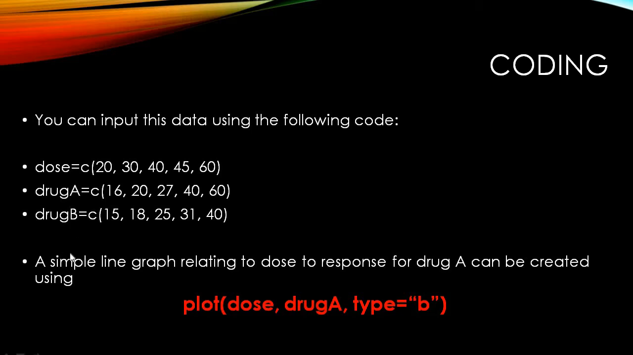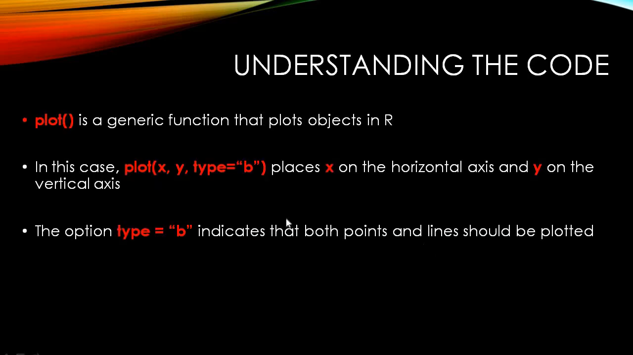Now, how do we do it? Let's see. A simple line graph relating the dose to response to drug A can be created using the following. The plot. This is the basic function, and let's see what the parameters are. The parameter is the dose, how much of dosage, and then drug A. I'll be constructing a line only for drug A. And this type b, I'll explain what this entire code means. This is going to be interesting. Let's understand what the entire code is.